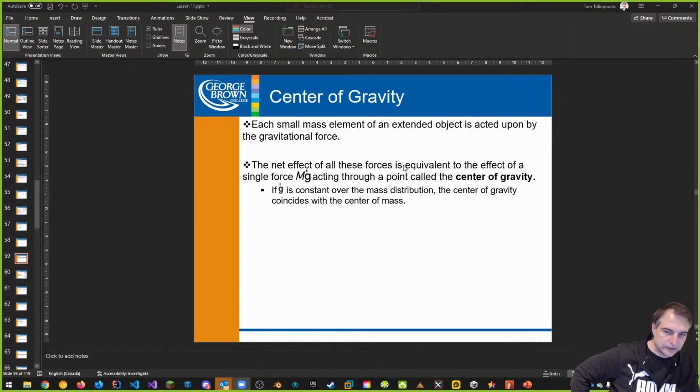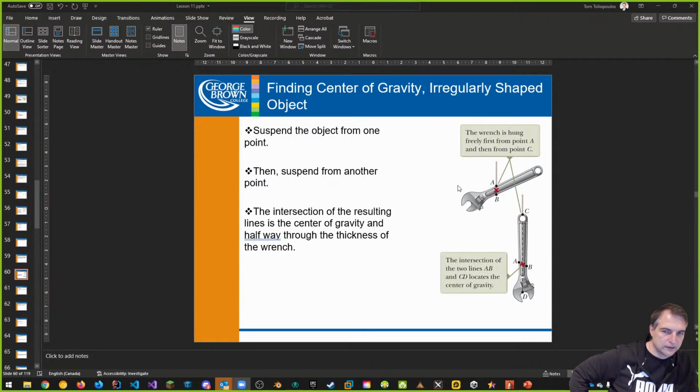How about center of gravity? Each small mass element of an extended object, again, has its gravitational force. We can also think about center of gravity, right? Center of gravity looks at a single force acting on a point called the center of gravity. Center of gravity and center of mass are related. Again, not really something that we care about here in our example, but this is great information for you guys to understand if we have some kind of an irregularly shaped object or system that looks like this.